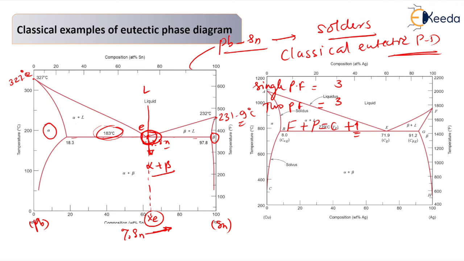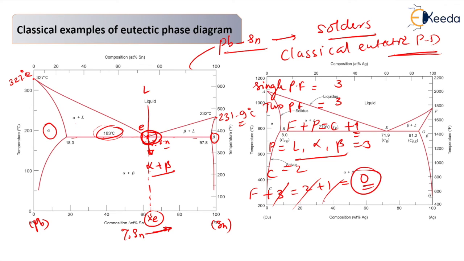So for that we are going to find out this degree of freedom. So how many phases are there? There are three phases: liquid, alpha and beta. So three phases are there. This is a binary system, lead and tin. How many components? Two components. So apply the phase rule and find out the degrees of freedom. F plus P, 3, is equal to C, 2, plus 1. So how much is the degree of freedom at point E, or at eutectic point?